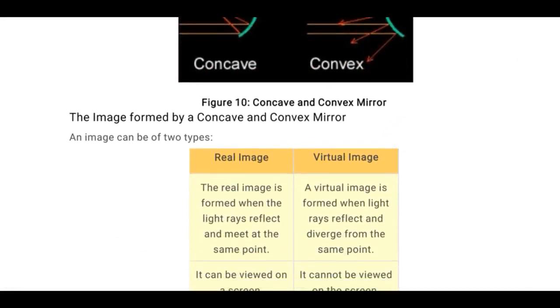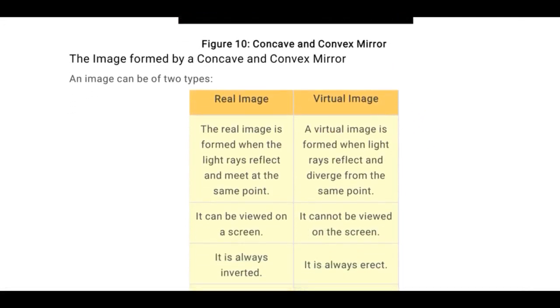So it is able to produce two types of images: one is a real image and another is a virtual image. In the early classes, sir very clearly mentioned, a real image is a true image, and a virtual image is a false image, that is an invisible image.